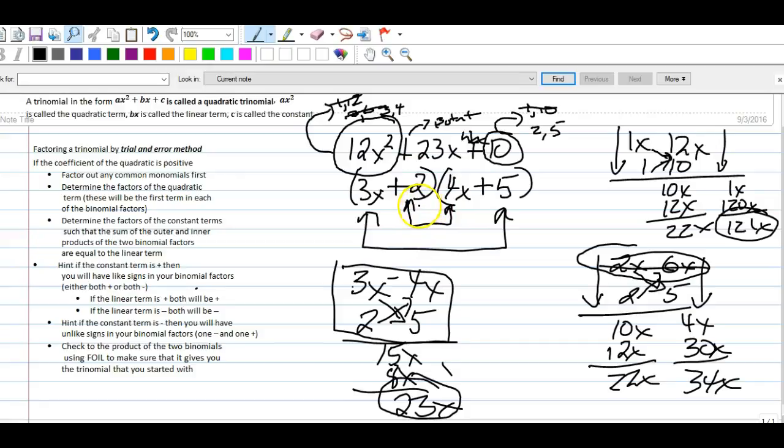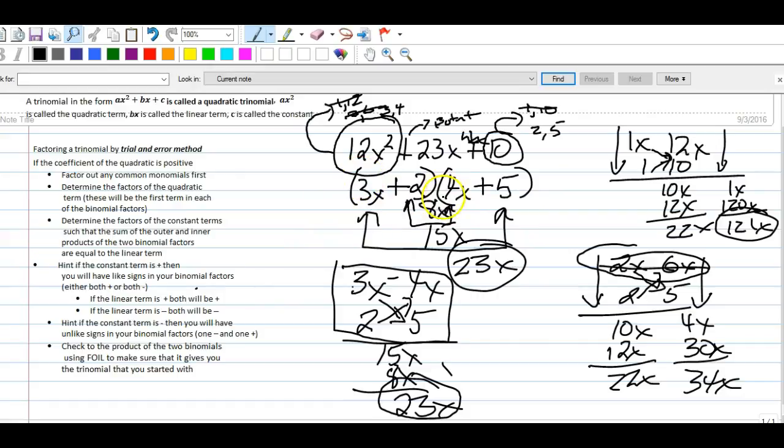Check it out. The inner product is 2 times 4x, which is 8x, and the outer product is 3x times 5, which is 15x, and that sum gives you 23x, and that's what we're looking for as far as the linear term is concerned. Now, to make sure that this is factored correctly, you really need to check the entire problem by multiplying the two binomials together using FOIL.